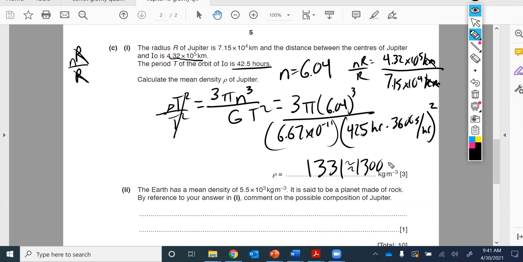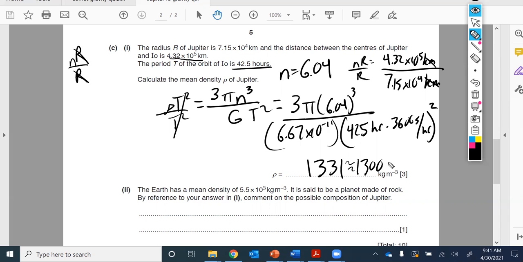Now it says Earth has a mean density of 5.5 by 10 to the 3. I think that's what we actually calculated a few weeks ago. And we did this similar calculation using the Earth and our moon. It's said to be made of rock. That's what it said for this hypothetical Earth planet they're referencing here. It is said to be a planet made of rock, you guys.